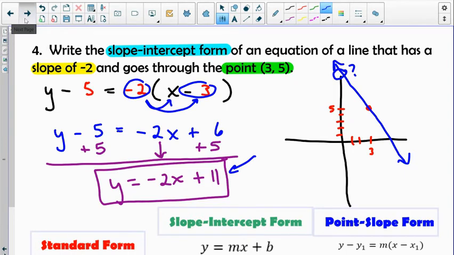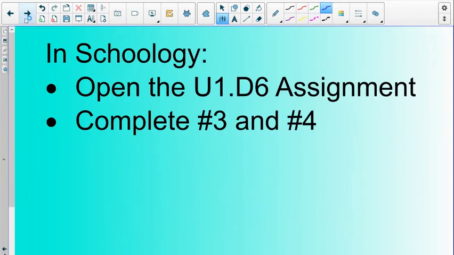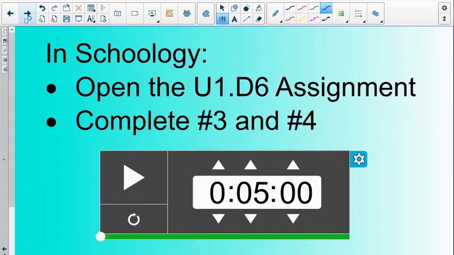At this time, you should be able to complete numbers 3 and 4 on the homework assignment. So, you can go back to the day 6 assignment, pause the video, complete numbers 3 and 4, and come back and continue when you're ready. One more example for you.